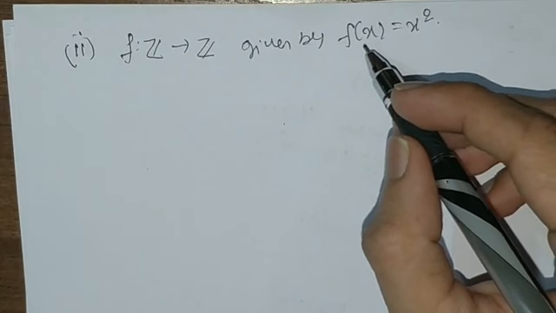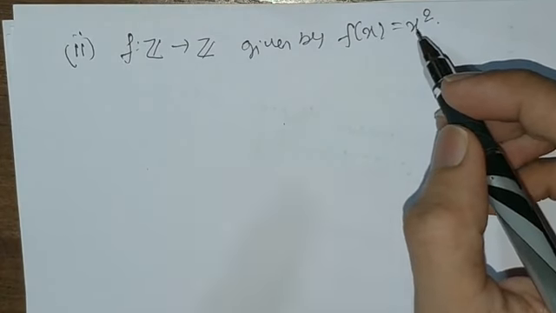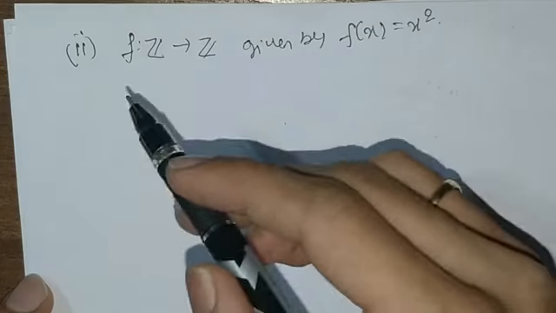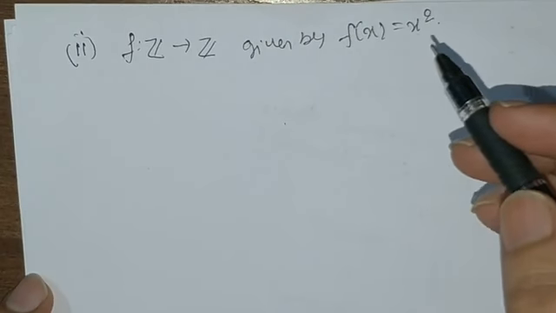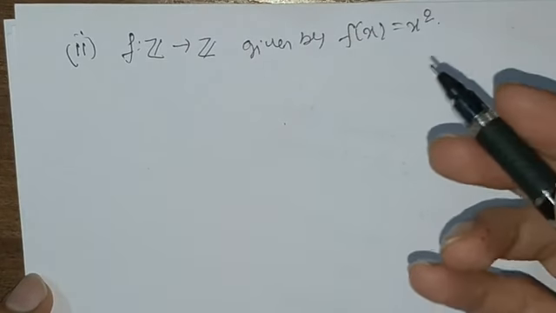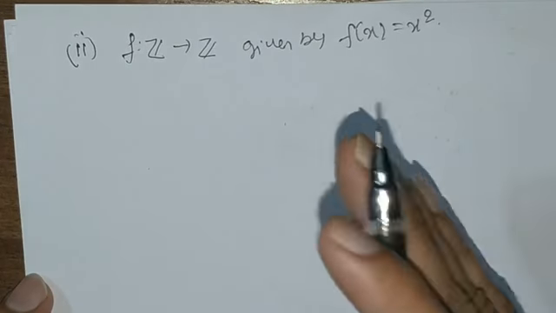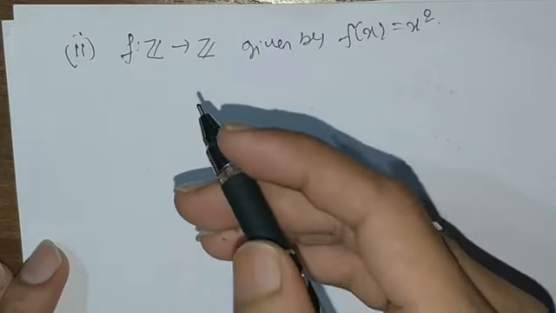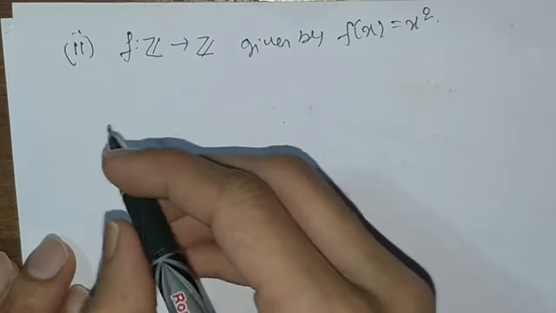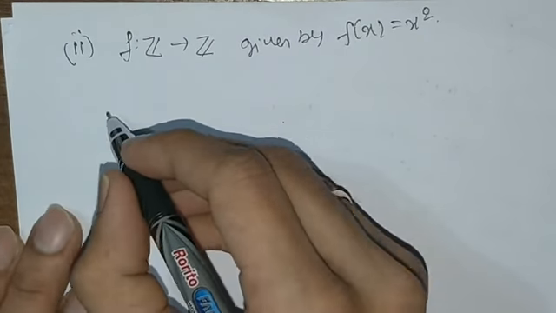So if you take 1 here, you will get f of 1 is equal to 1 square, which is 1. And if you take minus 1, then you will get f at minus 1 is equal to minus 1 square, which is again 1. So two different elements go to a single element. So you see that it will not be 1-1, so you have to write it.